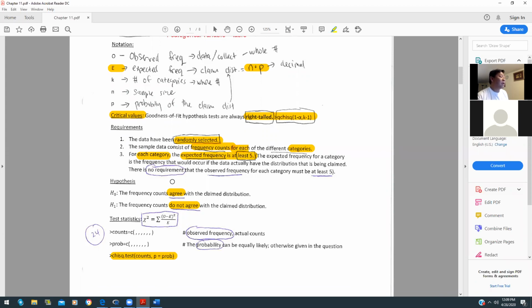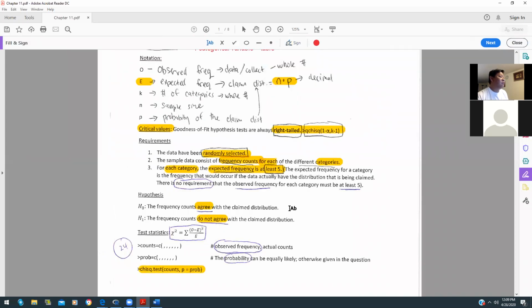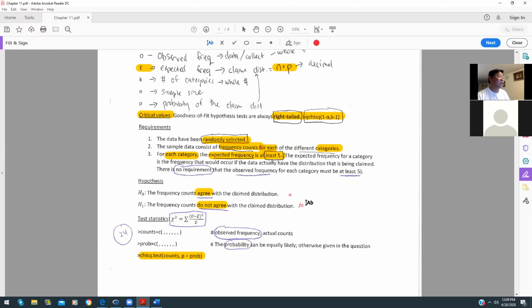For your hypothesis statement, this time your null is that the frequency counts agree, and your alternative is that your frequency counts do not agree. So in this case, you only get two types of hypothesis. That means it is either equal, this is for equal, and this is not equal. You don't do less than or greater than for chapter 11. When you do a chi-square distribution, it's either equal or not equal. You don't have other alternatives, like last time when we did less than, greater than, right? We don't have that anymore.